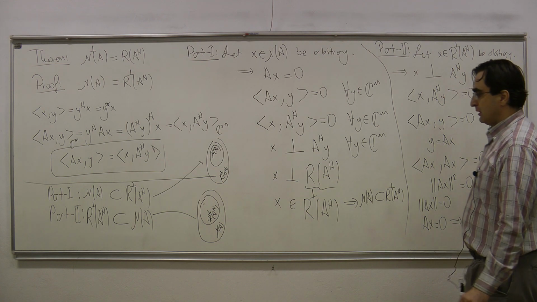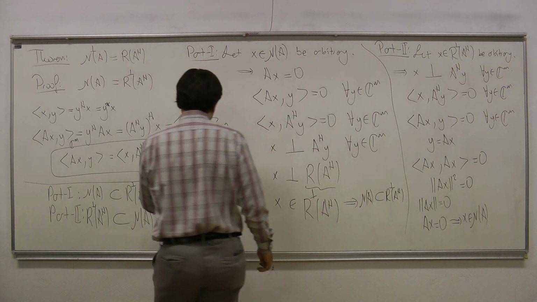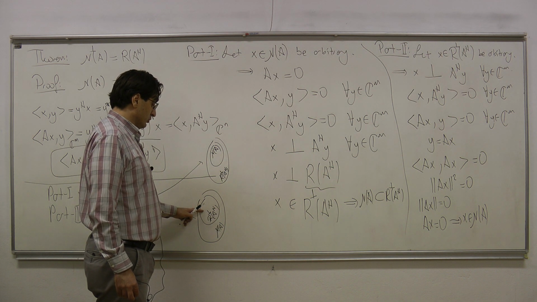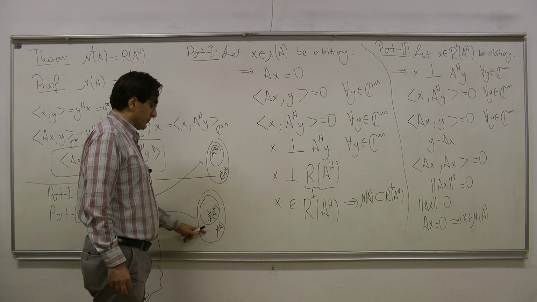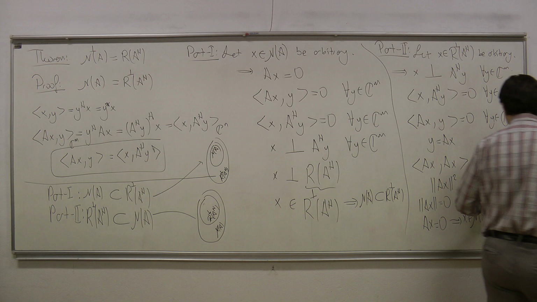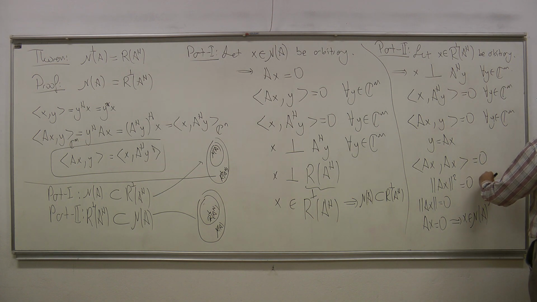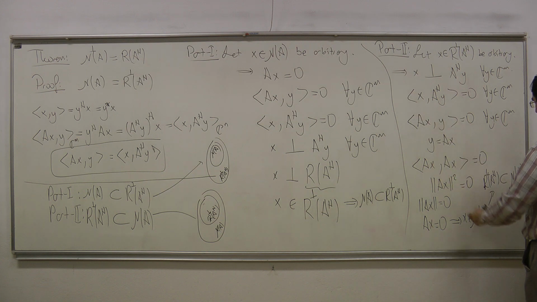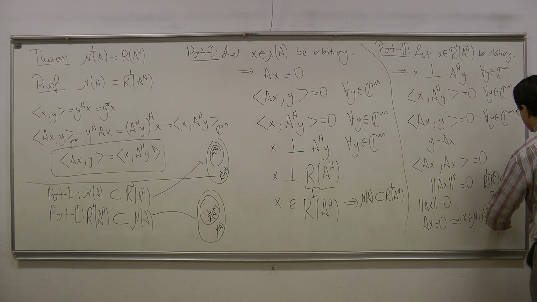So that shows that if I start with any vector inside the orthogonal complement of the range space of A Hermitian, then that vector is going to be an element of the null space of A as well. So this actually shows that the orthogonal complement of the range space of A Hermitian is a subset of the null space of A. And combining these two proofs, we complete the proof.